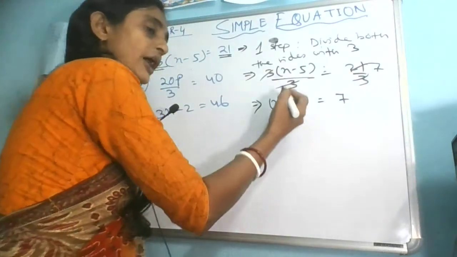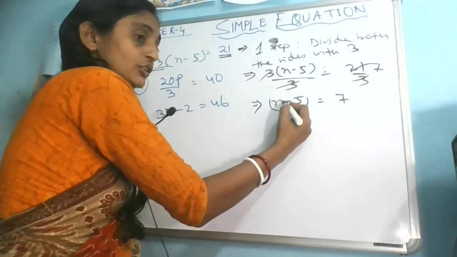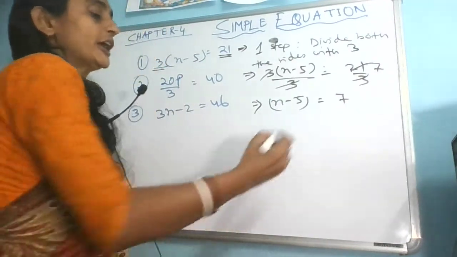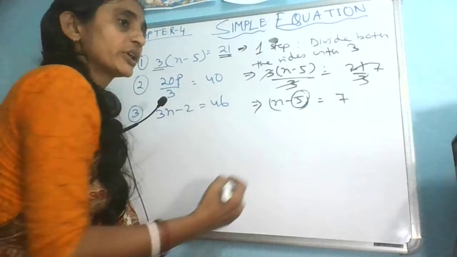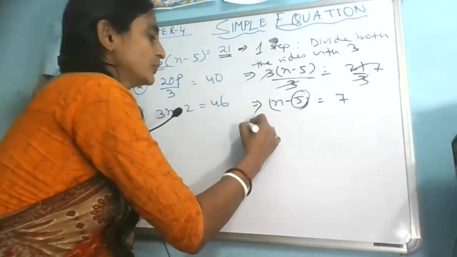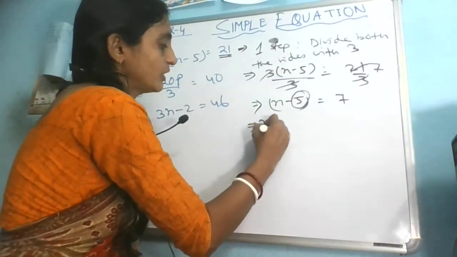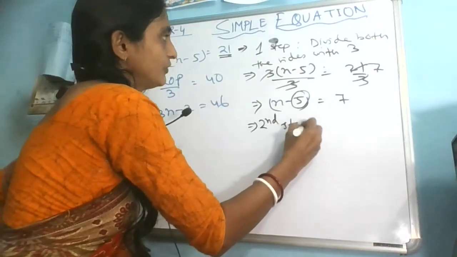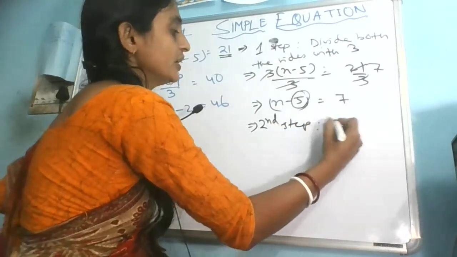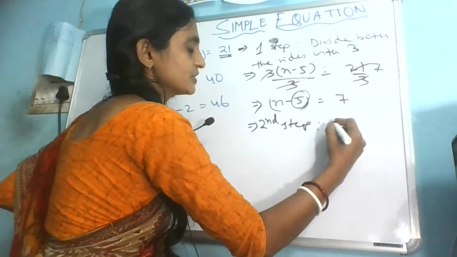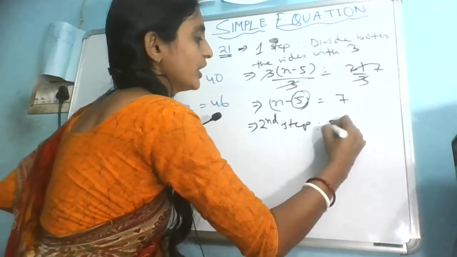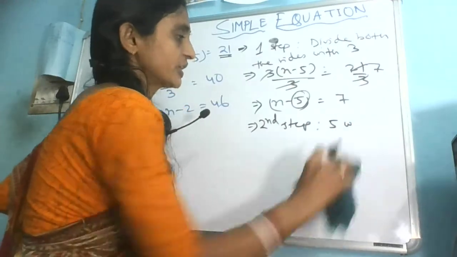Now I have to take out n. So which do I have to remove now? I have to remove that 5 only. Okay, so what can I do in this case? So for that one, in the second step, what can I do here? Add 5 to both the sides. Okay, 5 added to both the sides.